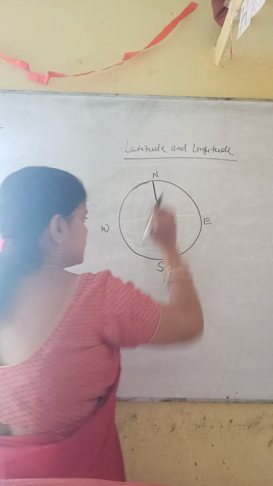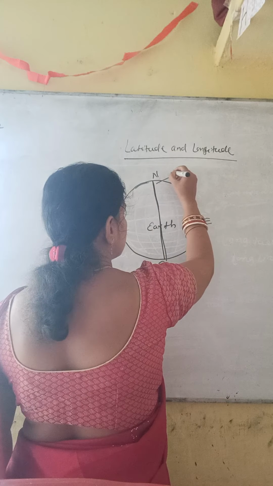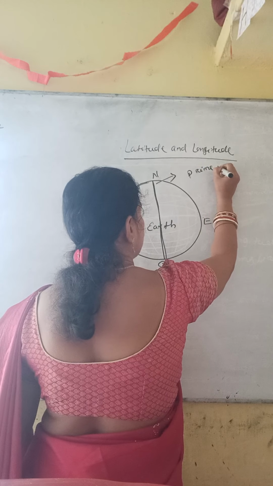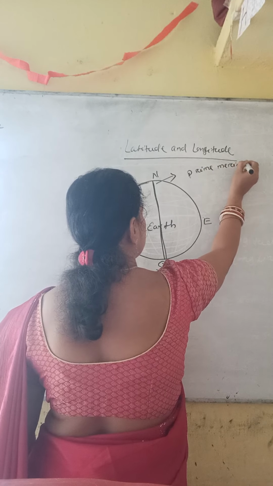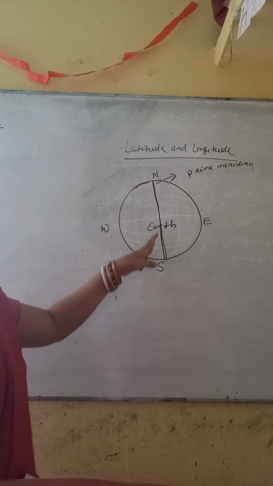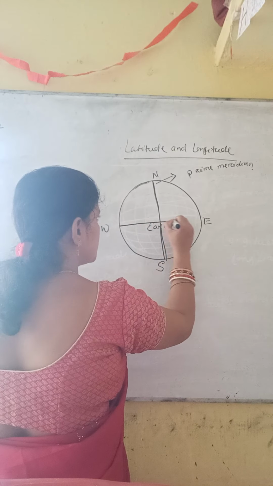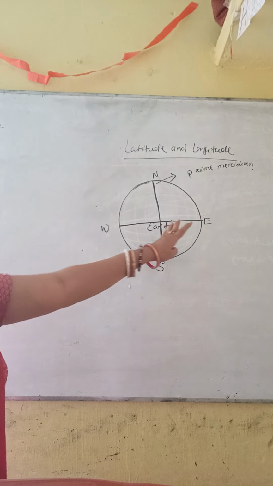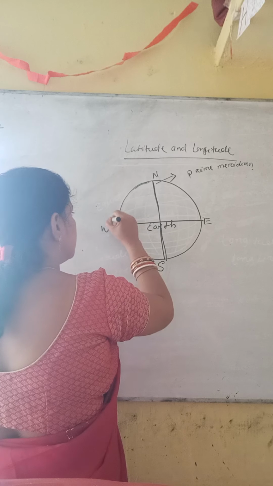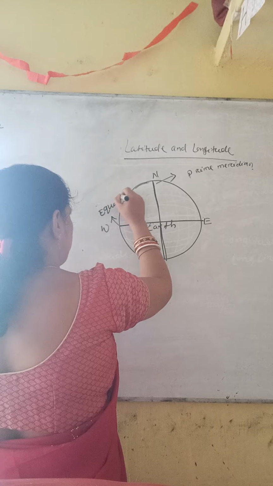This is the vertical line, and this vertical line is called the prime meridian. This prime meridian stretches from north to south. Another imaginary line stretches from west to east. What is it called? This line is called the equator.